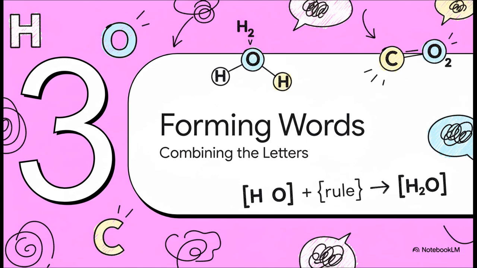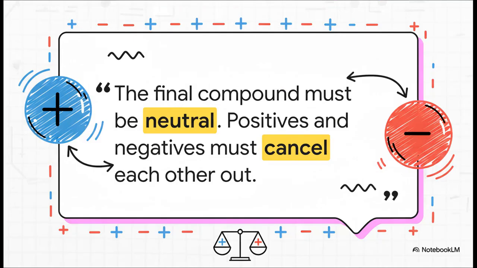That tells you the power of its charge, and it is so important. All right, so we've met our letters, the ions. Now it's time to start building words, or what chemists call compounds. And just like grammar, there's one simple rule you absolutely have to follow. And here it is. This is the golden rule, the most important thing to remember. The final compound must be neutral.